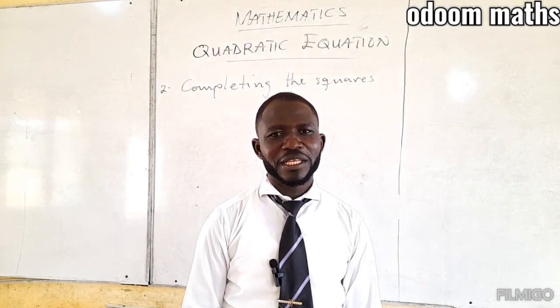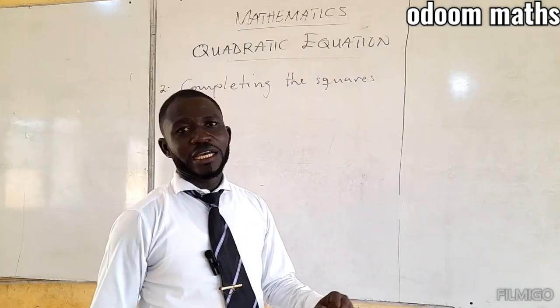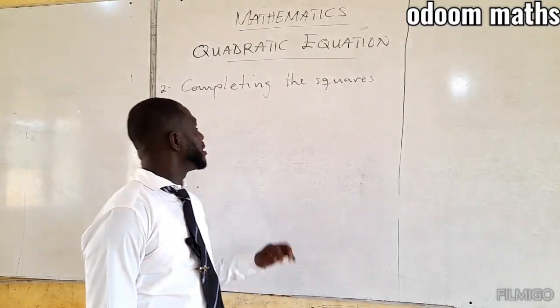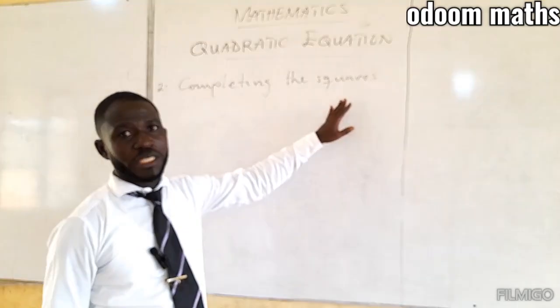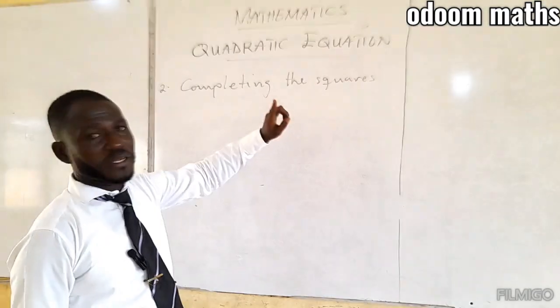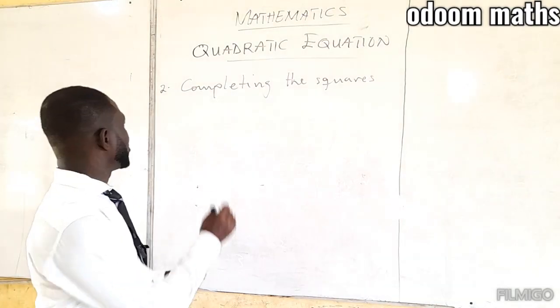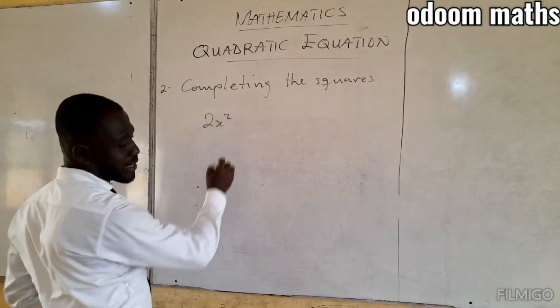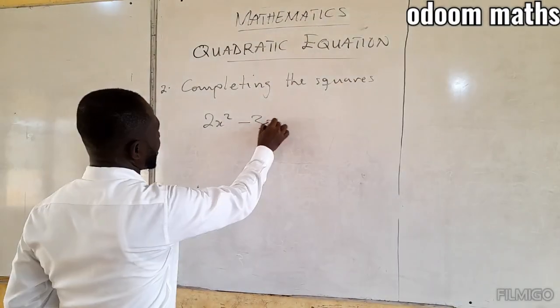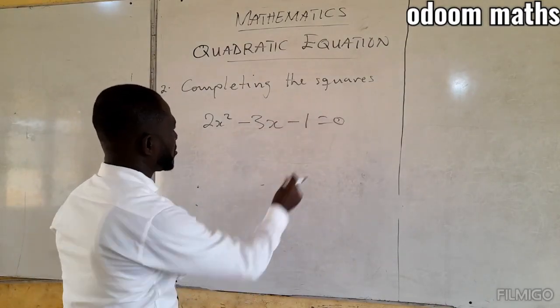Wherever you're watching us from, this is Odum Maths, and we are looking at the method of completing the square as a method of solving quadratic equations. Okay, now let's look at this example: 2x squared minus 3x minus 1 equals 0.